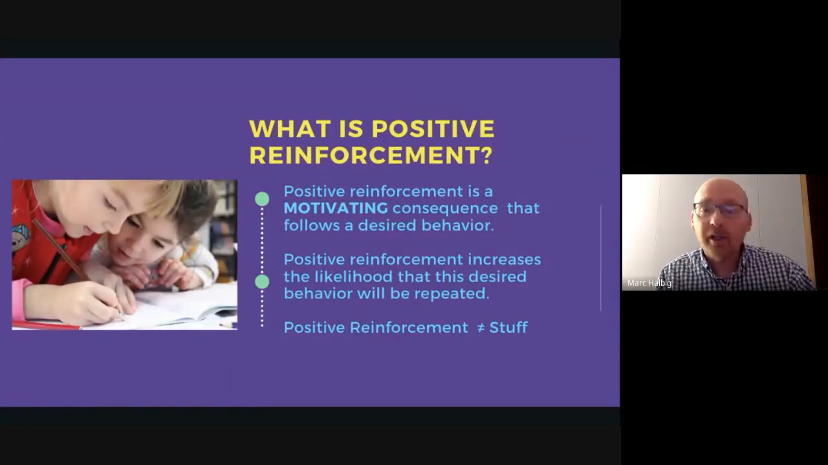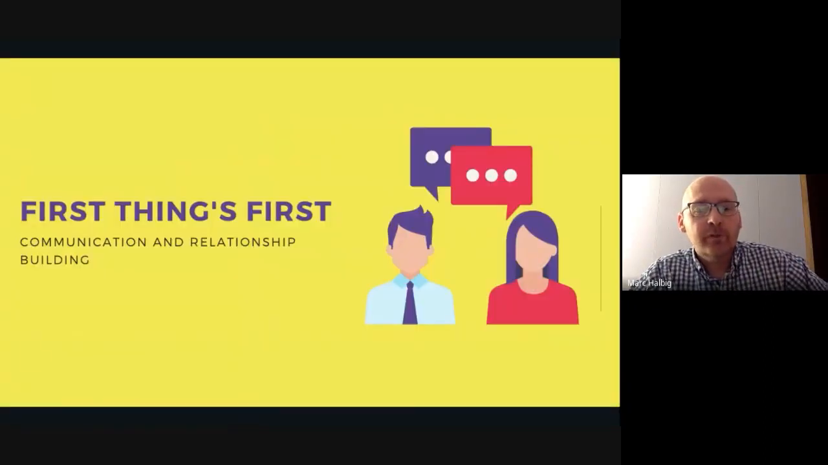Now, you can try and build that into a system, but you still need the relationship building. You still need the positive feedback and the specific praise. So stuff can be a part of it, but it's not the only thing. You're going to need those other factors as well. So let's start with the communication and relationship building piece.